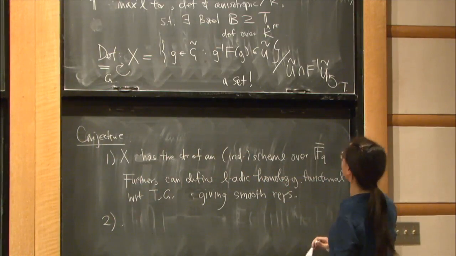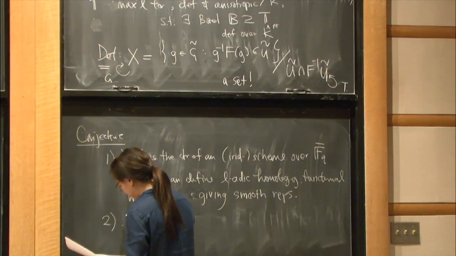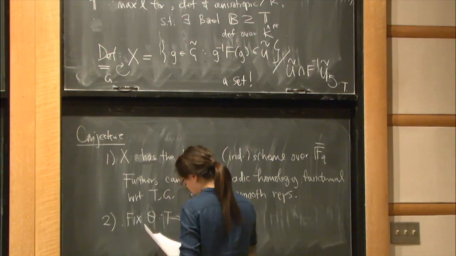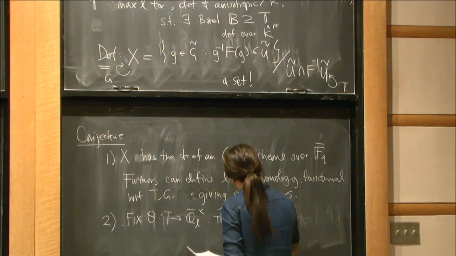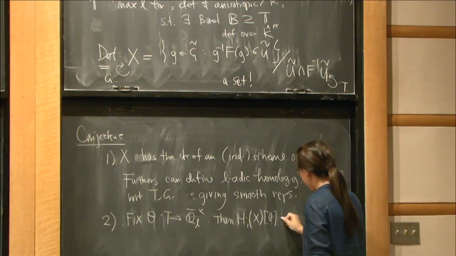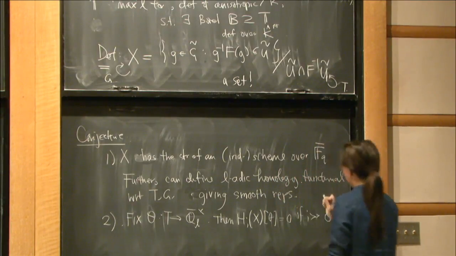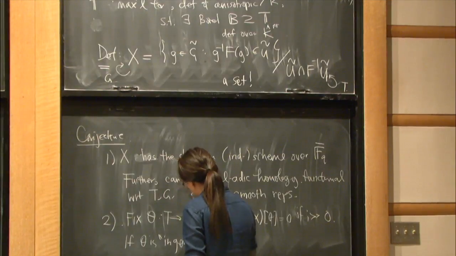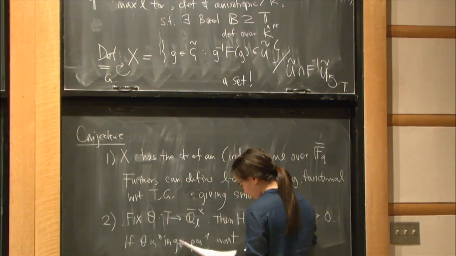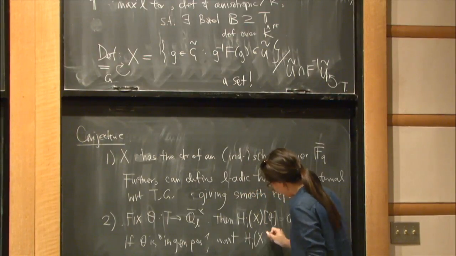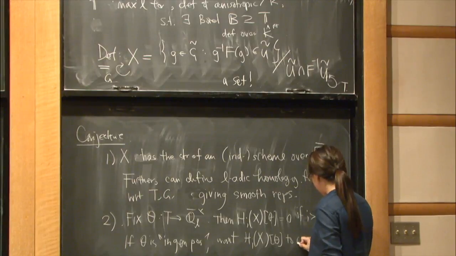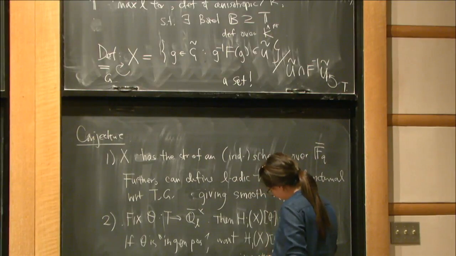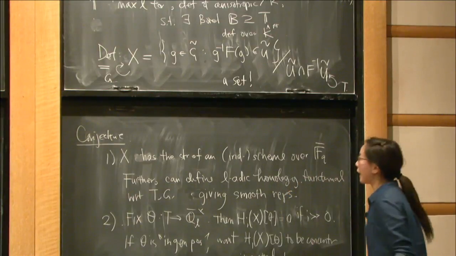So assuming that you can do this, what one wants is that for any given theta, a character of T, we want these cohomology groups to eventually vanish. And further, if theta is in general position, we want this H^i_theta to be concentrated in a single degree.